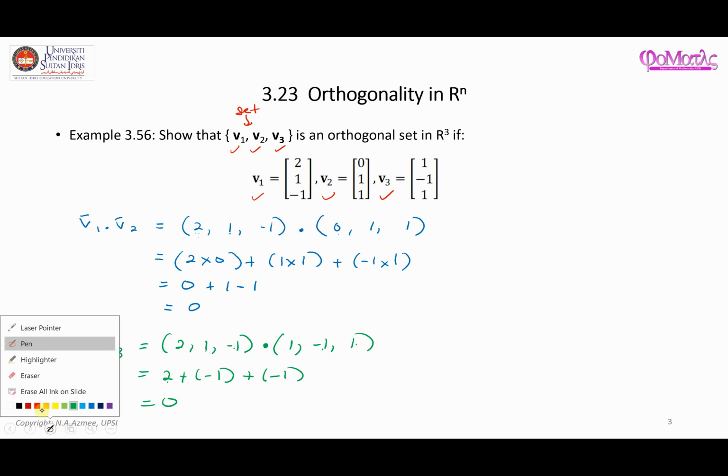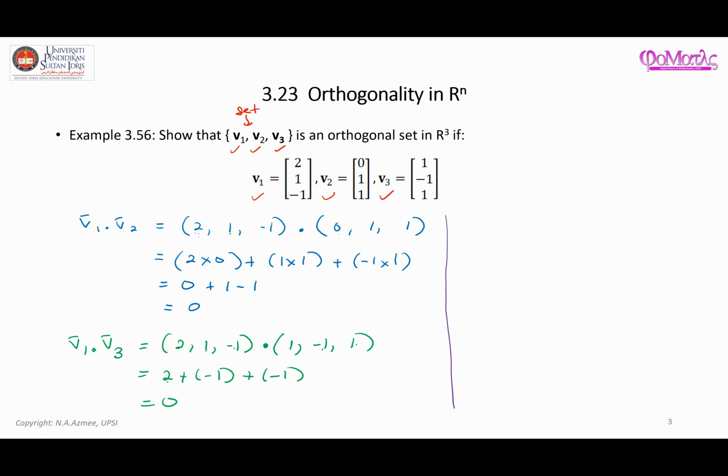And finally, we have to consider the combination of v2 and v3. So 1 and 2, 1 and 3, and finally 2 and 3. So this will be (0, 1, 1) and then here we have (1, negative 1, 1). So 0 times 1 is 0, plus 1 times negative 1, which is negative 1, plus 1 times 1, and this is clearly equal to 0.